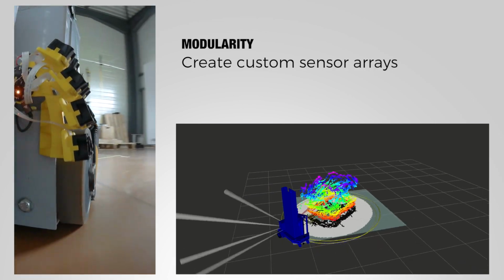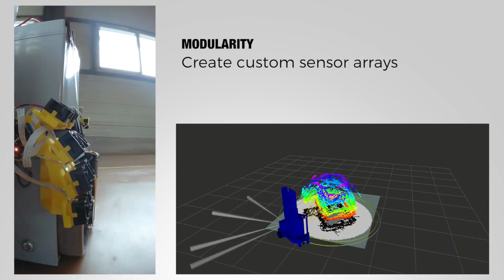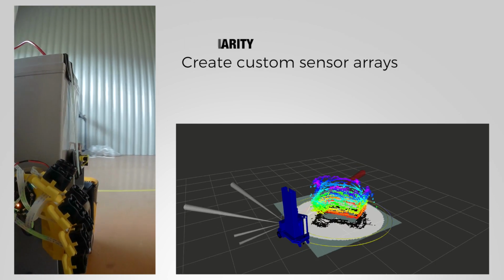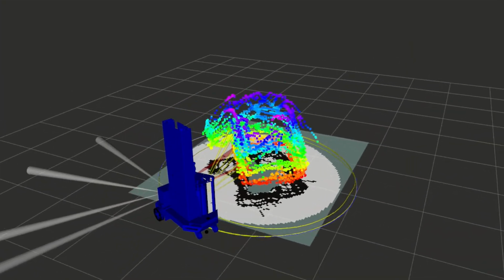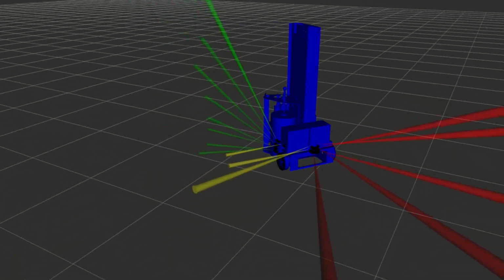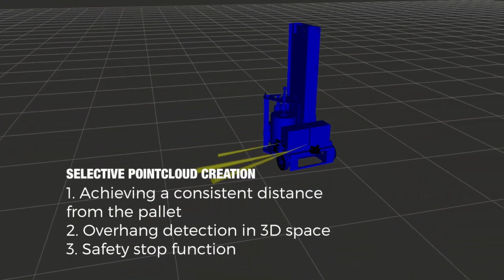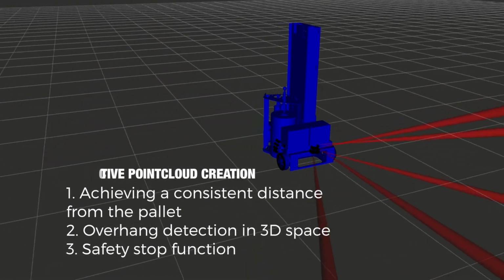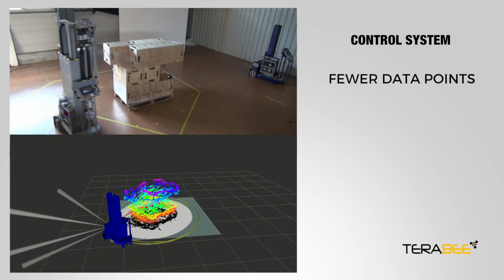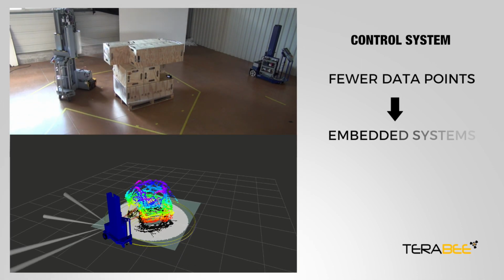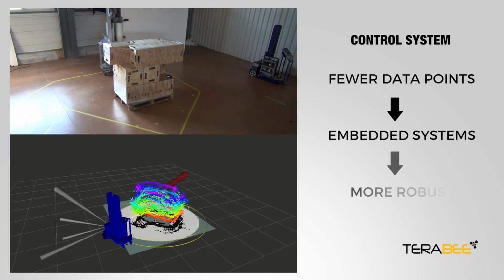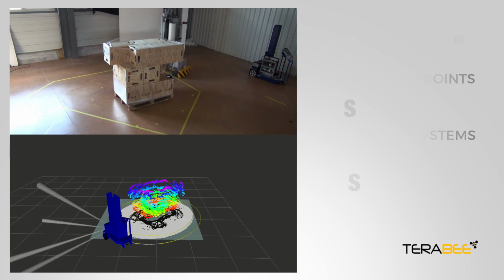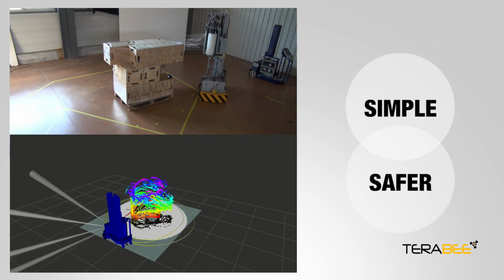TerraRanger offers almost unlimited flexibility when it comes to building custom sensor arrays and addressing specific application needs. In the pallet wrapping example, TerraRangers are used to solve three main challenges: achieving a consistent distance from the pallet, overhang detection in 3D space, and safety stop function. On a control system level, working with fewer data points in real time allows you to move towards embedded system development, making the system even more robust. Simple equals safer.